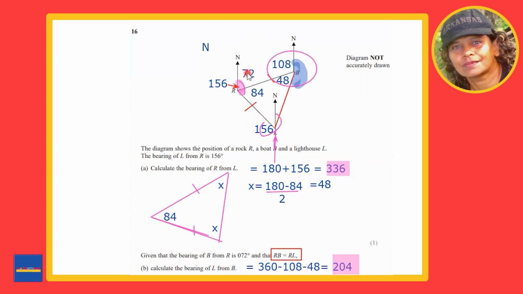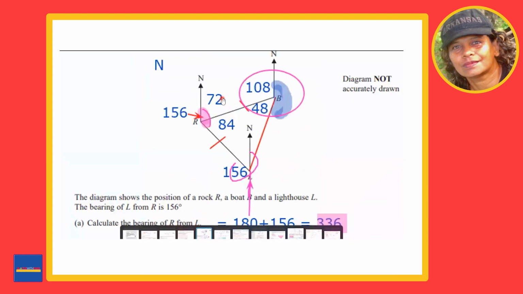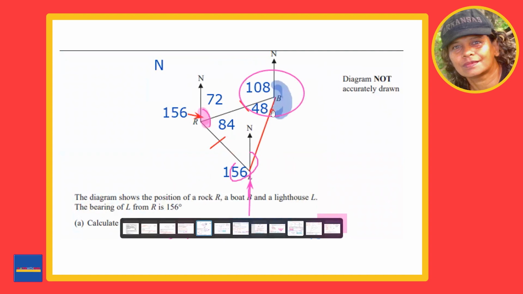Now part B, they say given that the bearing of B from R is 72. So that means this is 72. They've given you two pieces of information, that RB is equal to RL. So we know that these two are equal to each other. This is 72. This whole thing is 156. So this should be 156 minus 72, which is 84.